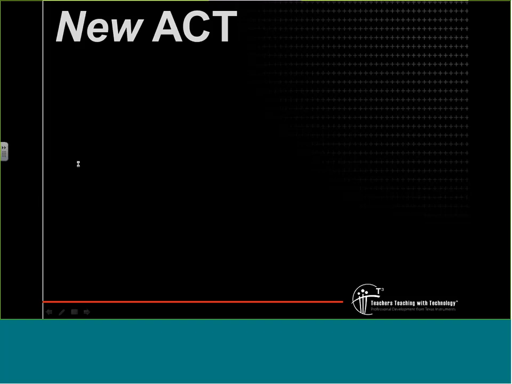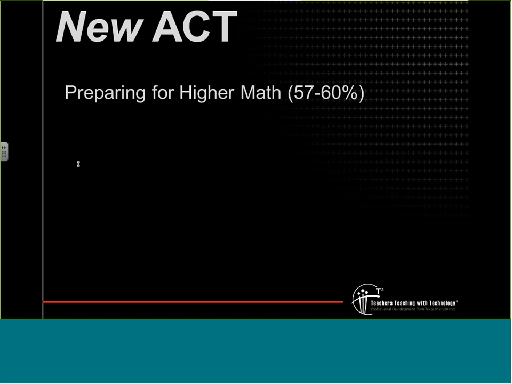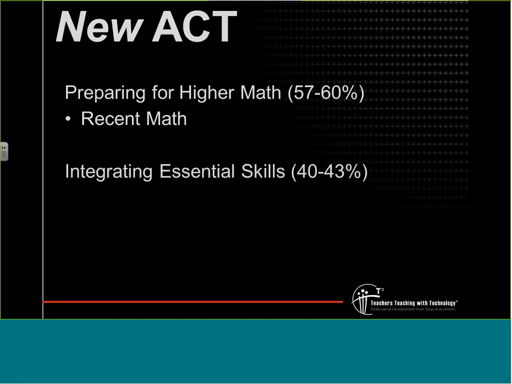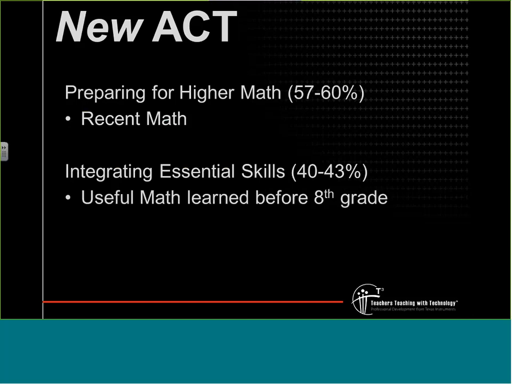And the test has changed. So in December of 2016 was the first administration of the revised ACT, and they break it down a little differently. So now they call preparing for higher math is the high school math that was on there. About 60% of the test is what we might call high school math, and about 40% of the test is what you might even call middle school math.